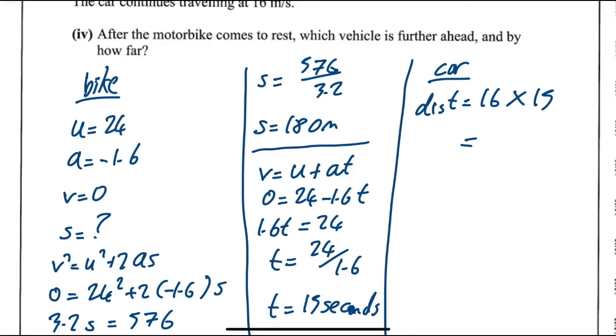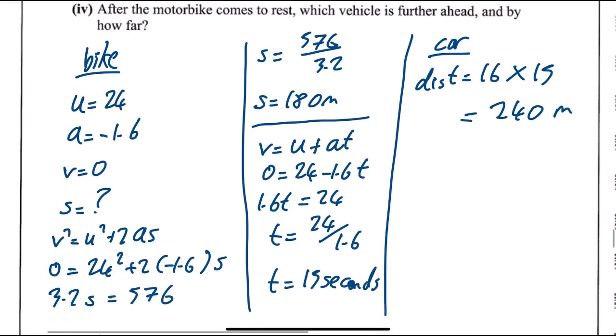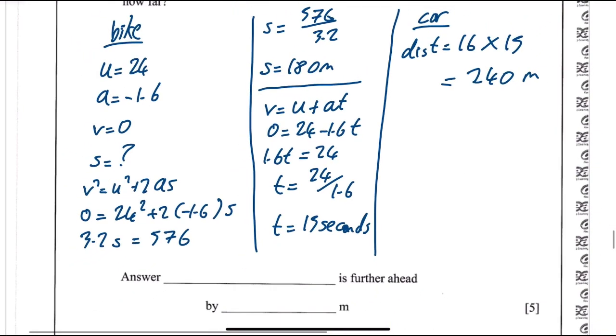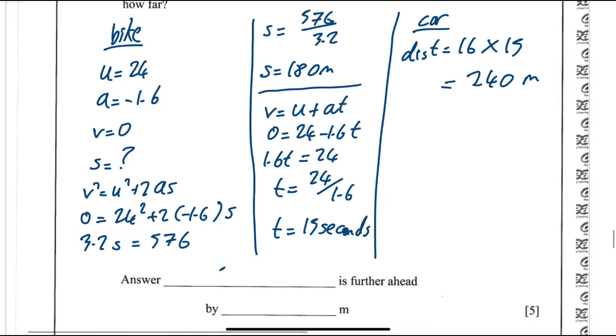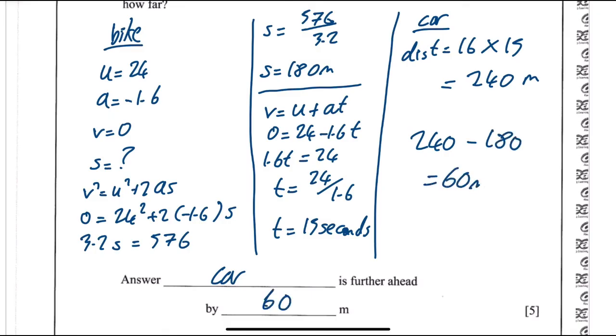We want to see who goes further in that 15 seconds. So the car goes 16 times 15, which is 240 metres. So that means who has gone further? The car has definitely gone further. And by how much? 240 minus 180. It has gone further by 60 metres.